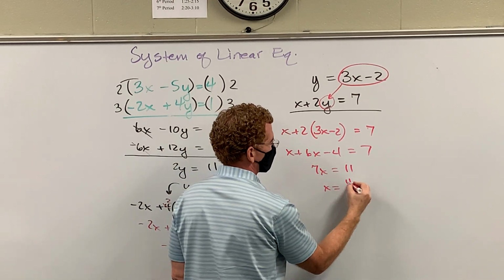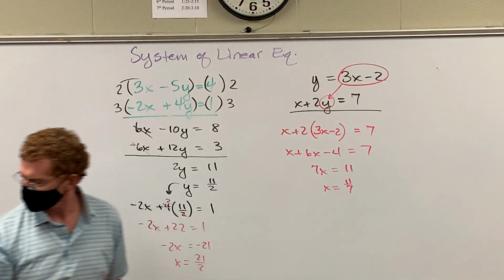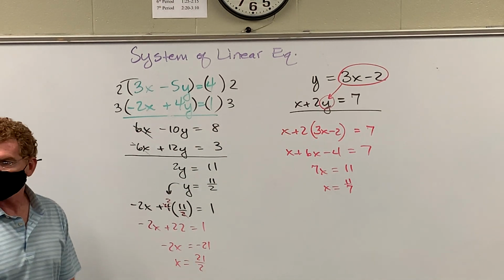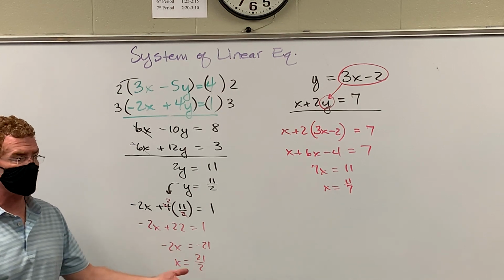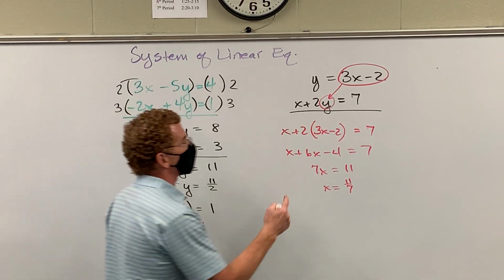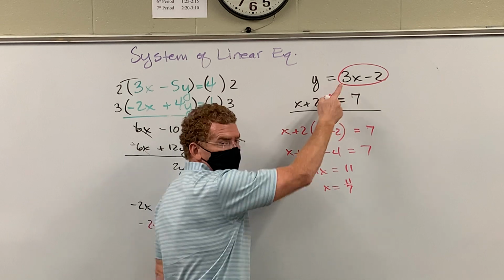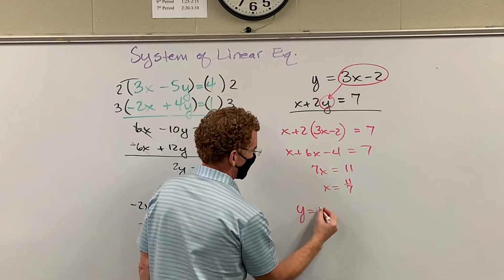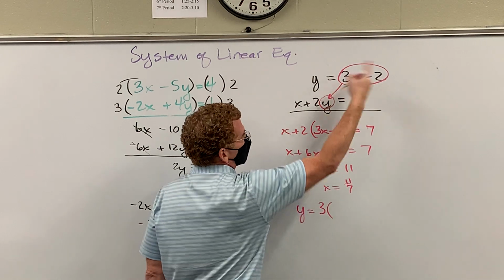So x is 11/7. And then what do we do? Plug it back in. And the substitution is great from that perspective because you've already solved for one of the variables, most likely. Not necessarily, but most likely. It's really easy to plug it back in because everything's already over on that right side.